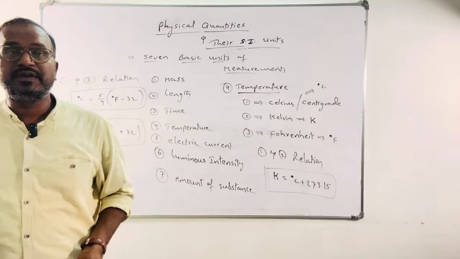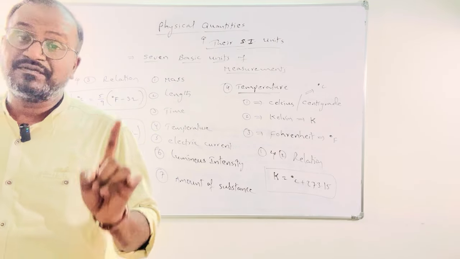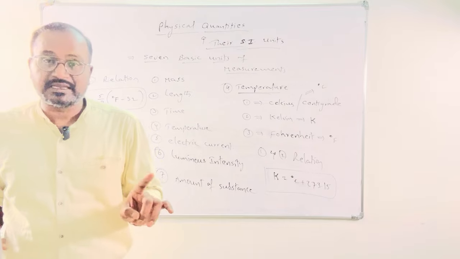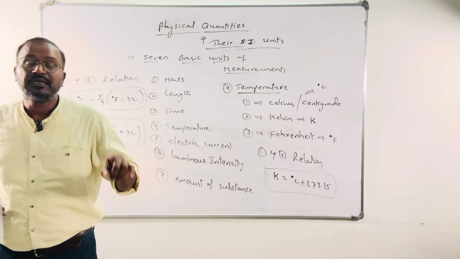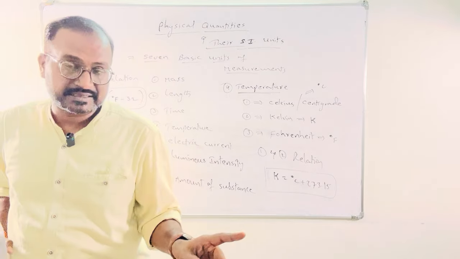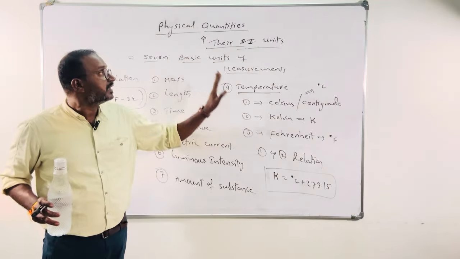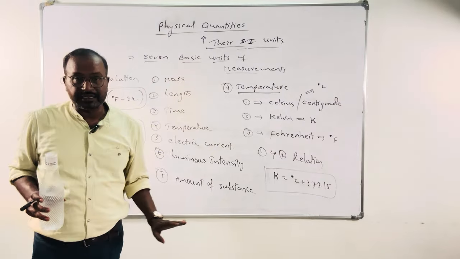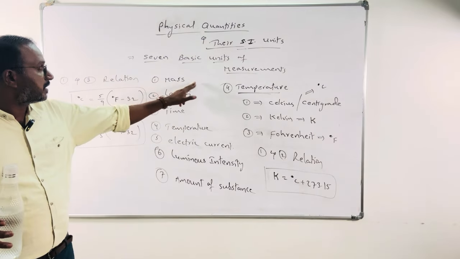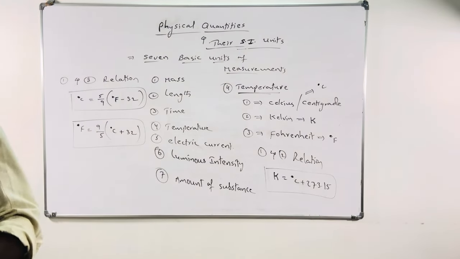Now in the next video, let me cover derived units, physical quantities only, not chemical quantities. Chemical properties of a substance can be determined by using chemical reactions, but physical properties of a substance can be measured by using physical quantities. Basic physical quantities and their units are these. Thank you.